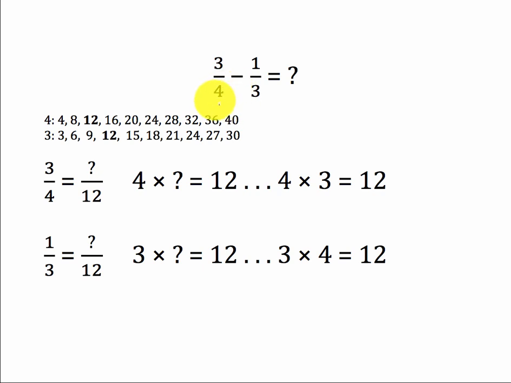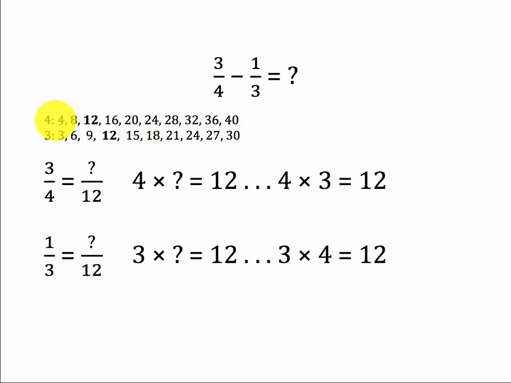So right now I have a 4 and a 3 as my denominators. So I want to find the first 10 multiples of each of these. The first 10 multiples of 4 are 4, 8, 12, 16, 20, 24, 28, 32, 36, 40. And the first 10 multiples of 3: 3, 6, 9, 12, 15, 18, 21, 24, 27, 30.